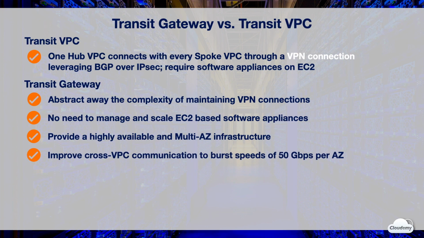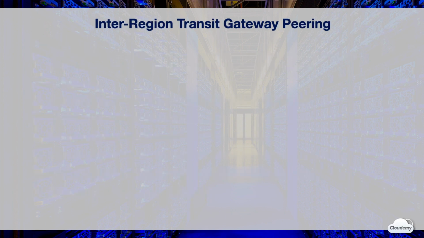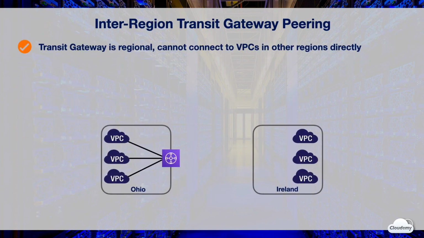Transit Gateway can improve the bandwidth for cross-VPC communication to burst speeds of 50 gigabits per second per AZ. Transit Gateway streamlines user costs to a simple per hour per gigabyte transferred model. Transit Gateway reduces latency by removing EC2 proxies and the need for VPN encapsulation. Transit Gateway is a regional service.